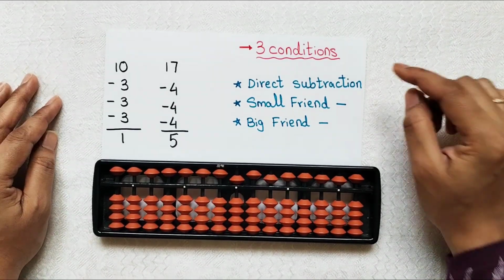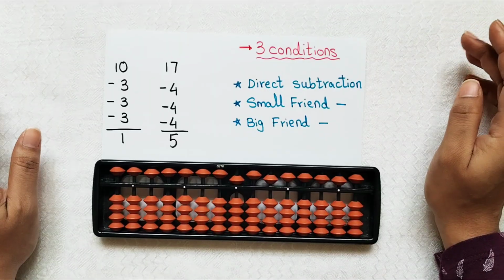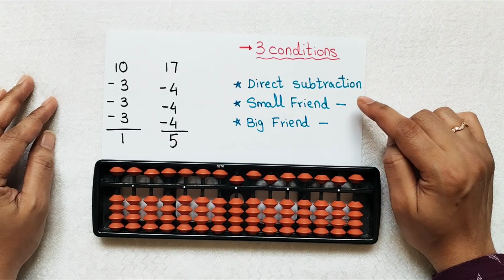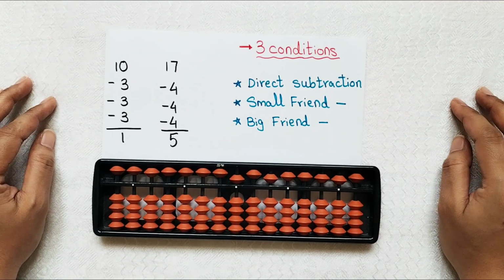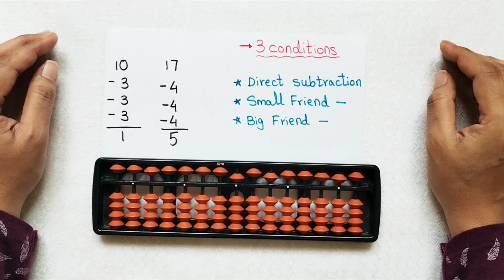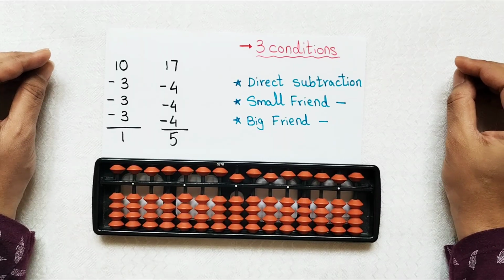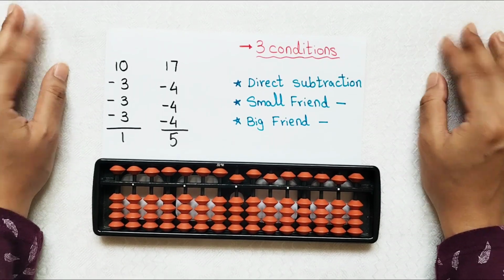Always remember, first we go with direct subtraction. When direct beads are not available, then we go with the small friend formula method. If small friend is not possible, then we go for the big friend subtraction formula. Now we are going to solve some more sums using these three conditions. By solving these sums, you will gain a good understanding of whether you have to do it directly or you should use the small friend or big friend subtraction formula.